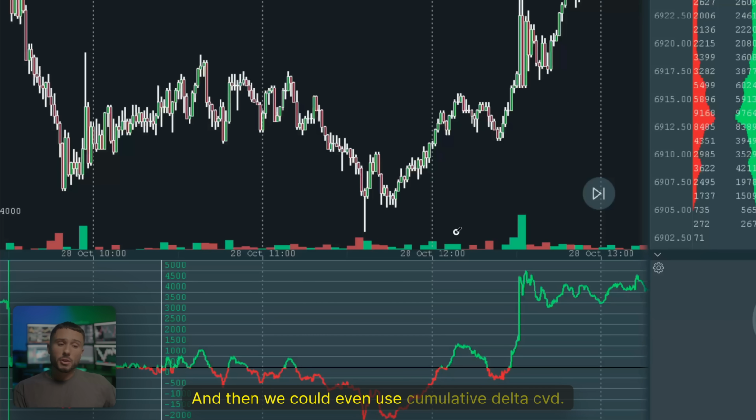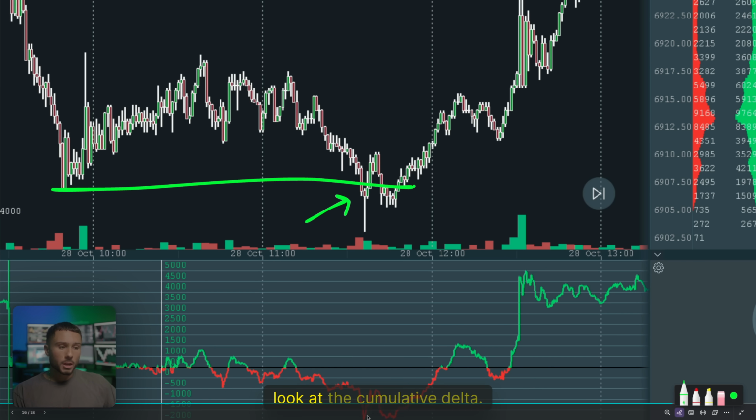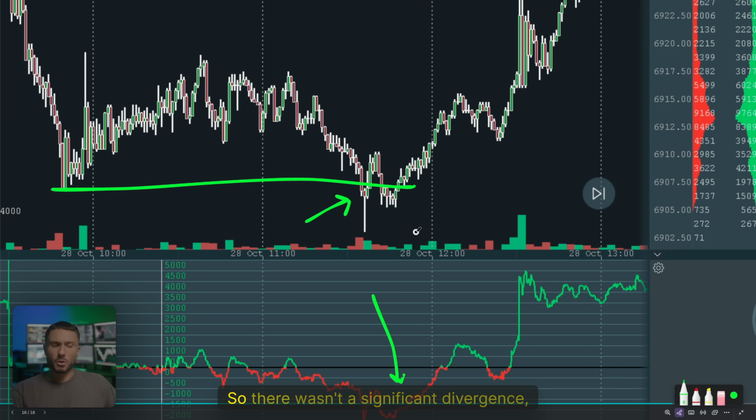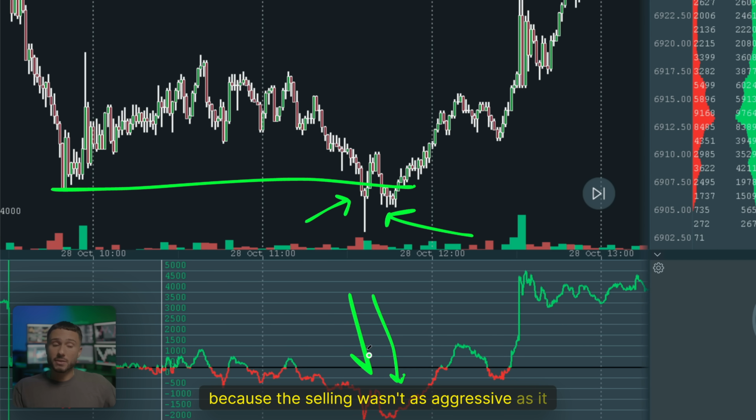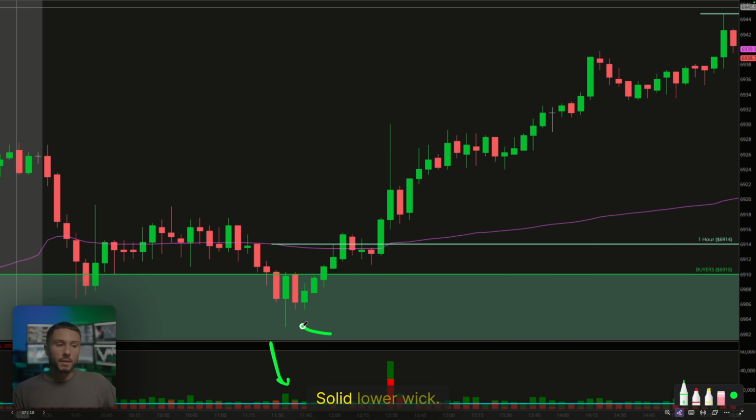And then we could even use cumulative delta, CVD. I don't use this that often, but this is a very good visual. Here's the previous low, right? As the market breaks under this low, look at the cumulative delta. The low down here was around negative 1500, and as the market broke down over here, it was about negative 2000. So there wasn't a significant divergence, which means the market sold off on not significant selling volume, indicating that the sell-off would be more likely to reverse and less likely to continue, because the selling wasn't as aggressive as it should be when breaking under a low of the day. Then the market reverses and continues up after that. We can even see this by volume by time down here: a solid lower wick, and then a reversal to follow that move.